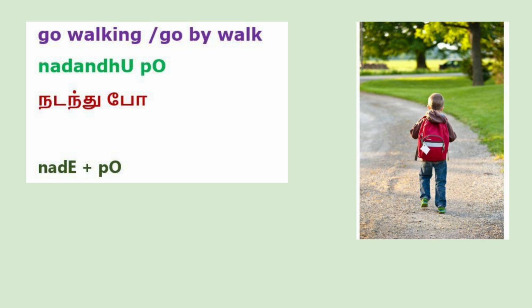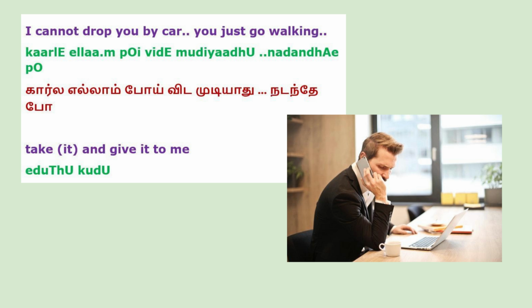The next one, here we are asking the little boy to go by walk. We want him to go, but how? Not by running, not cycling, but we want him to go by walk. So it's two verbs, and when combined to make an imperative, it becomes nadandu po, go by walk. காரில் எல்லாம் போய் விட முடியாது நடந்து போ. I cannot drop you by car. Just go walking. That's the meaning.